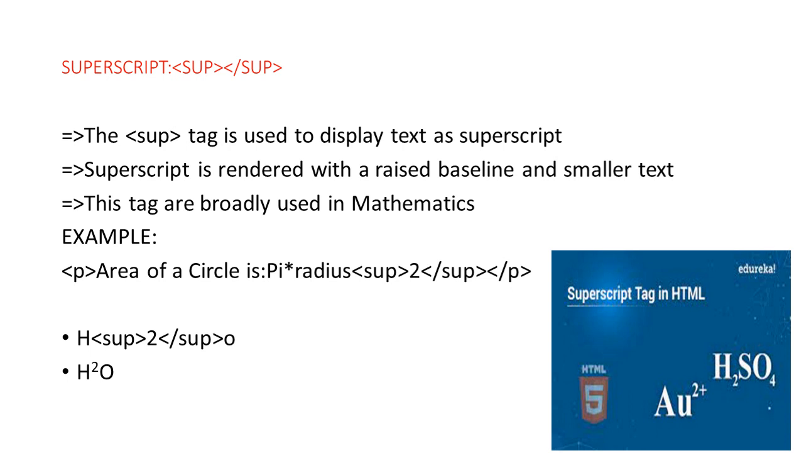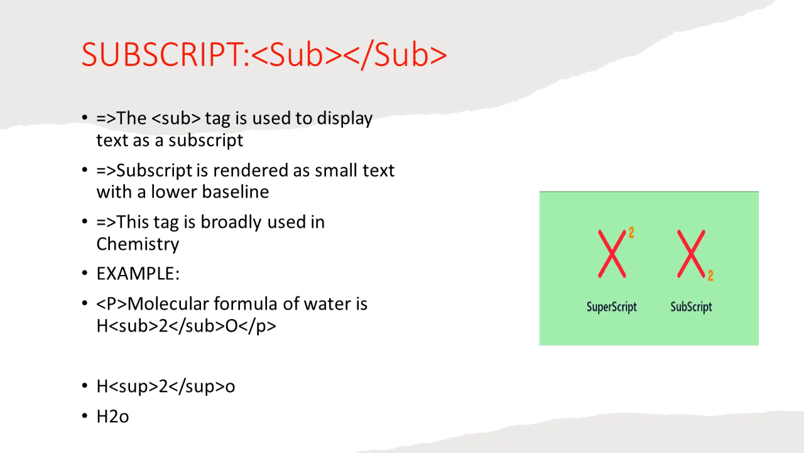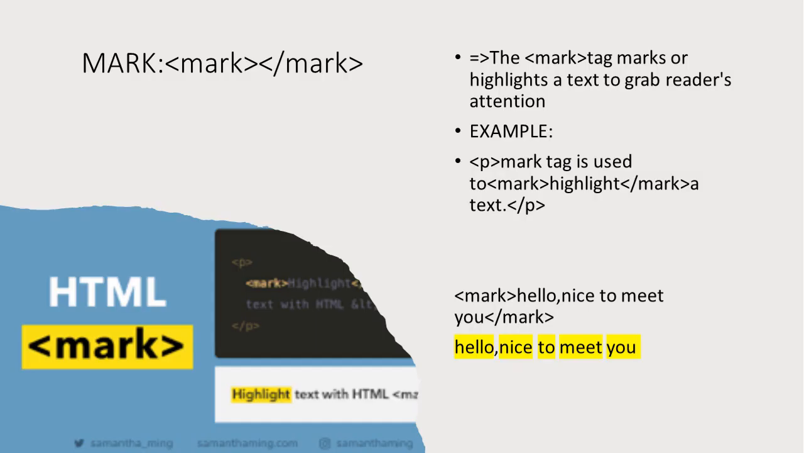For example, I have considered here H2O, the formula of water, H2O. If you use the sup tag, it represents the power upside. So this is the purpose we use the superscript. When you use the subscript, the power will go down, H2O. That's what the subscript is.